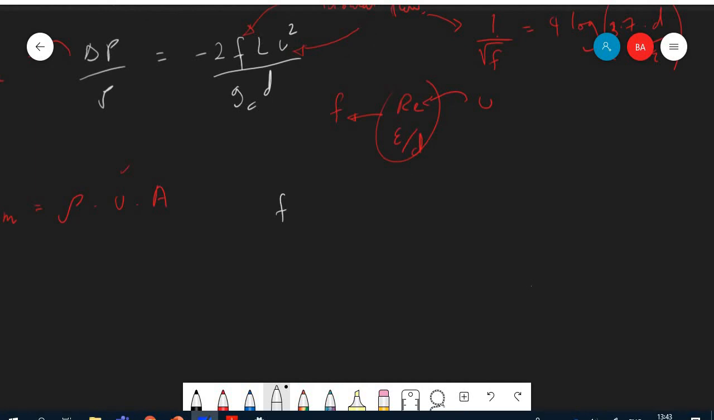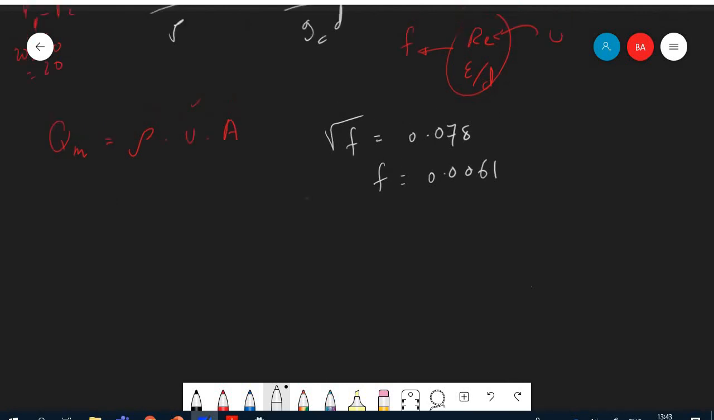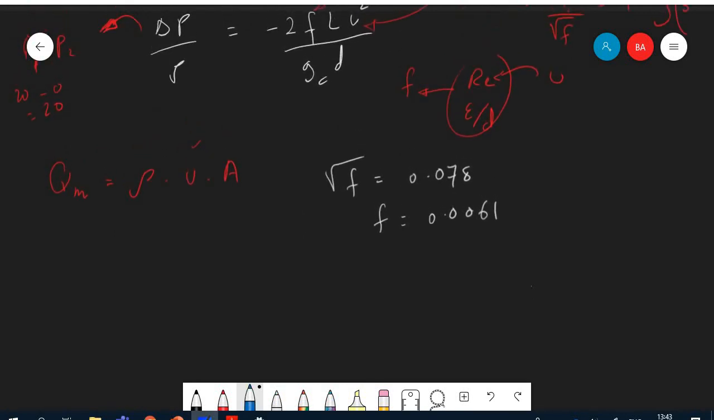So F is going to be, you need to do that on your own, equal to 0.078, the square root of f is going to be 0.078, and f is going to be 0.0061. And by calculating F, now I can substitute in the equation, and I'll show it to you like that.